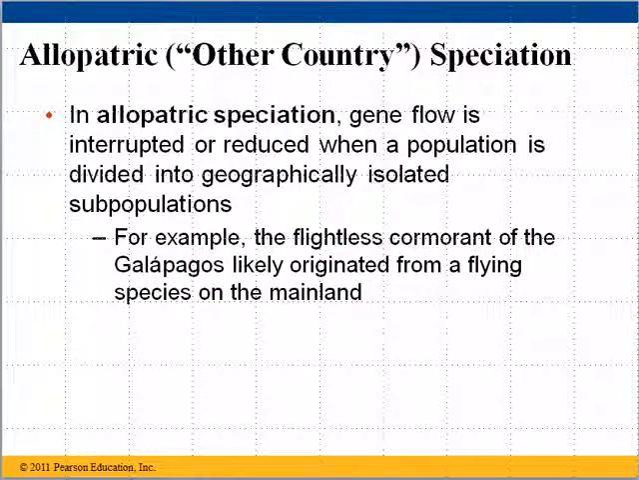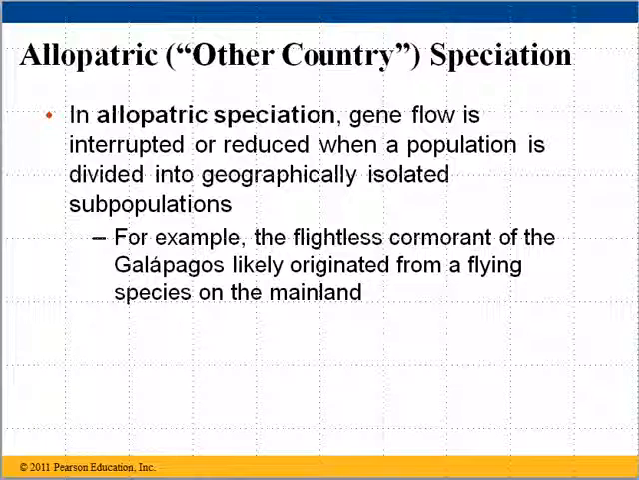First up is allopatric speciation. Allopatric speciation is when gene flow is interrupted or reduced when a population becomes divided by geography. So that could be a mountain range or a stream or a river, or some change in the geography that for some reason isolates two groups of what once was the same population.